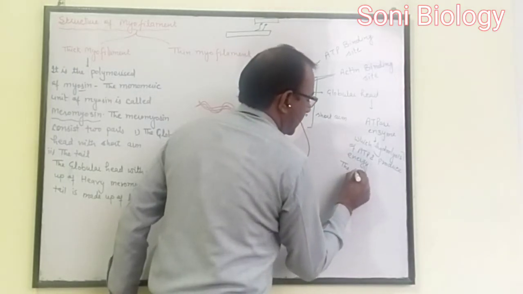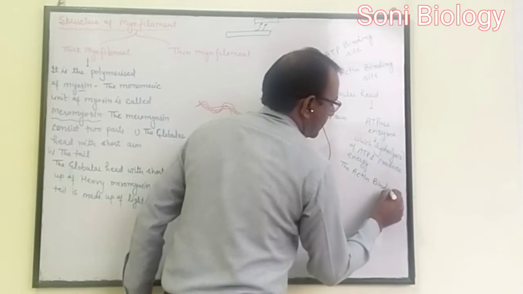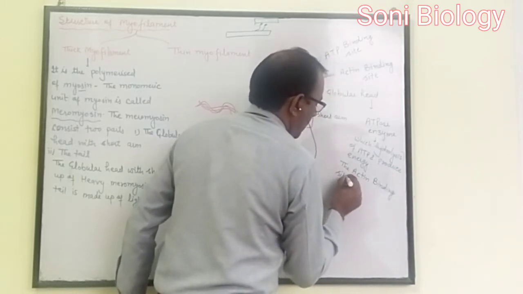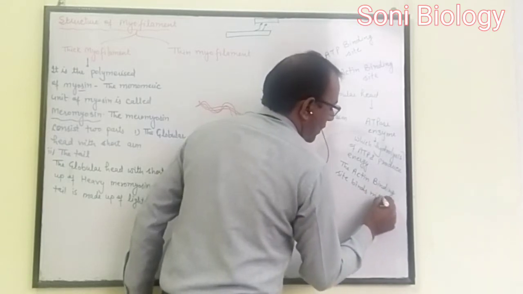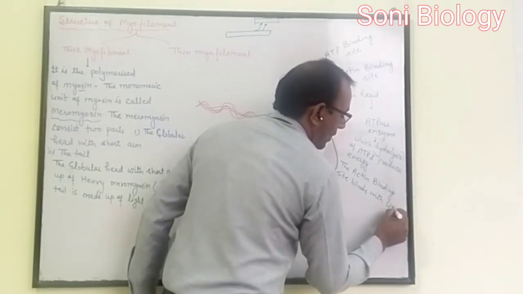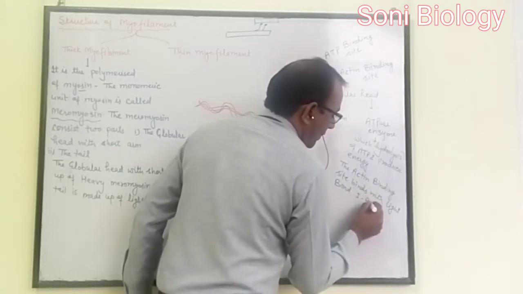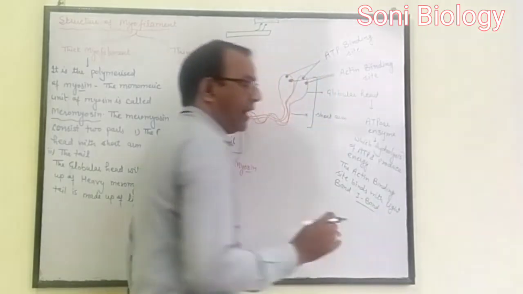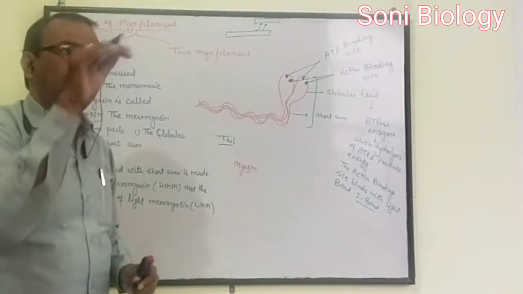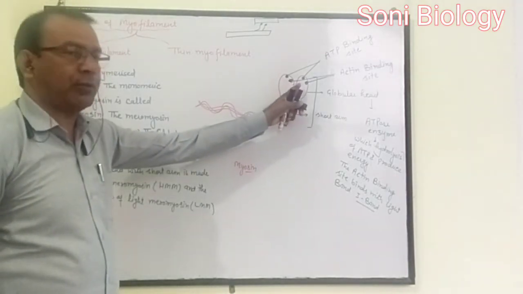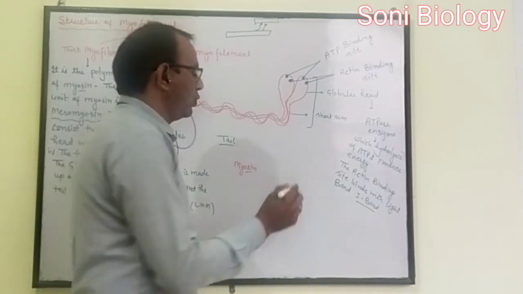The actin binding site binds with the light band, which we can say is the I band, isotropic band. Its protruding portion, meaning the frontal portion that sticks out, binds with the I band and helps to make a cross bridge.